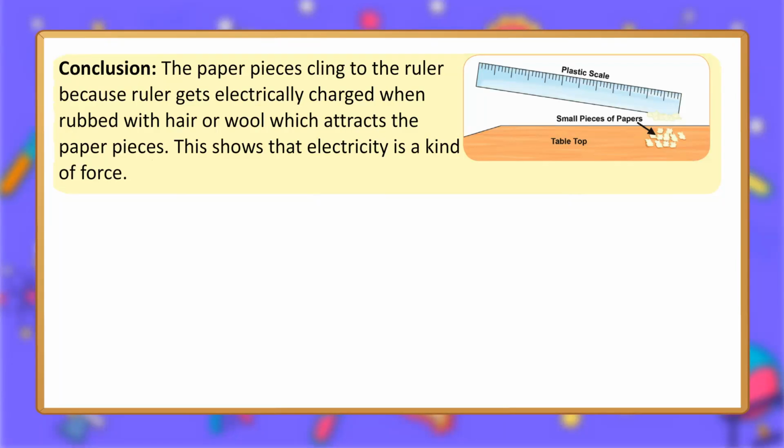Conclusion. The paper pieces cling to the ruler because the ruler gets electrically charged when rubbed with hair or wool, which attracts the paper pieces. This shows that electricity is a kind of force. Plastic scale. Small pieces of paper.